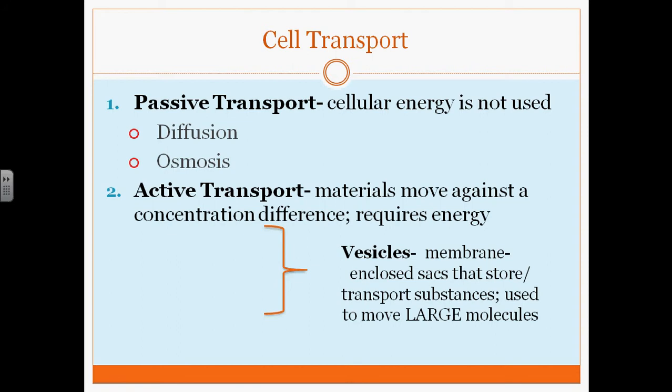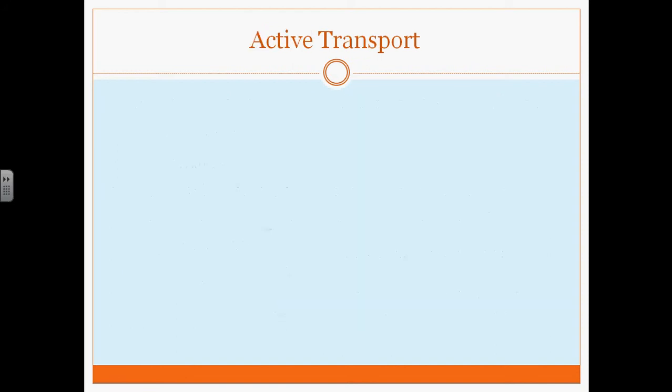Two ways that the cell actually does this are through endocytosis and exocytosis. If you look at the roots here, endo we know means in, cyte we know means cell, so it's a process of bringing into the cell. Exocytosis, exo means exit, cyte means cell, so it's a process of leaving the cell. And I want you to write down this key vocabulary word. This involves vesicles, which are membrane-enclosed sacs that store and transport substances. These are what are used to move large molecules.